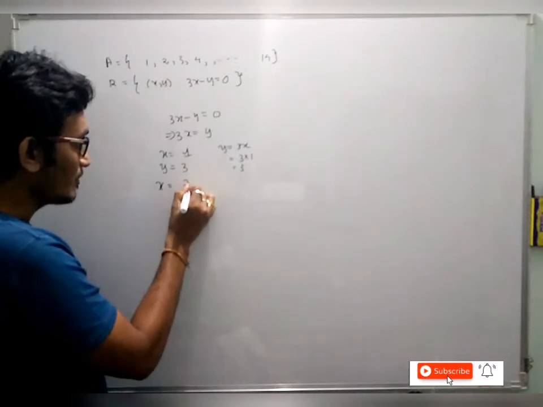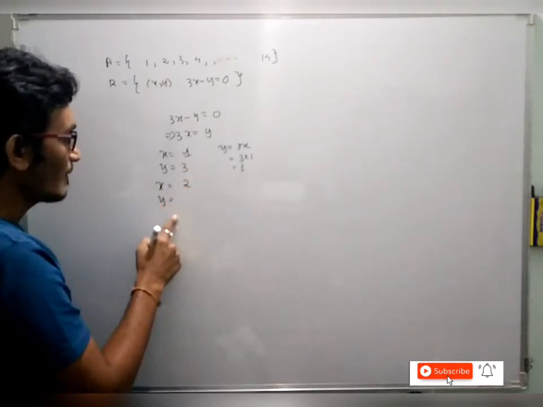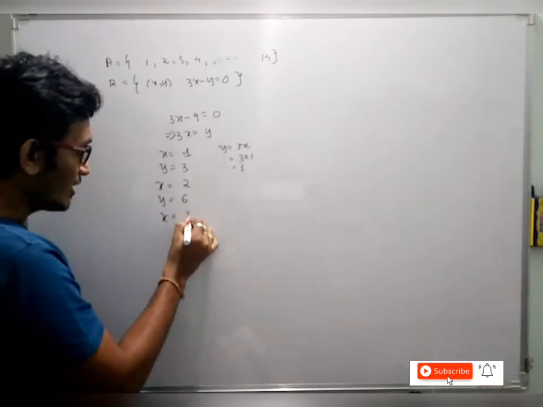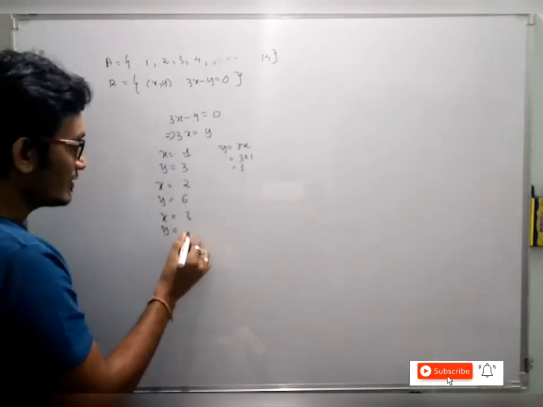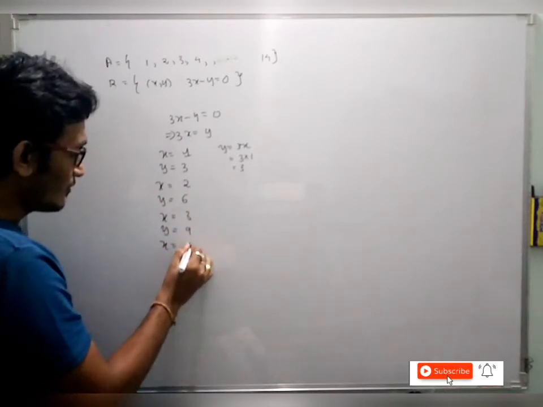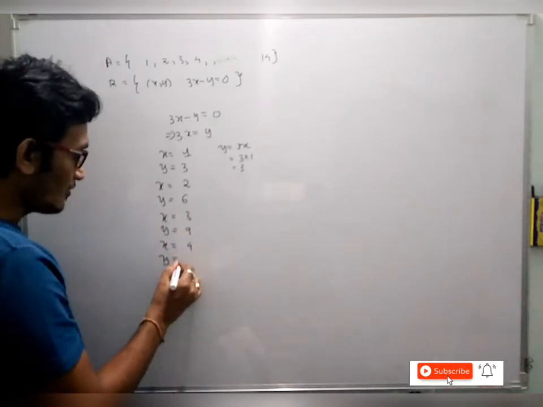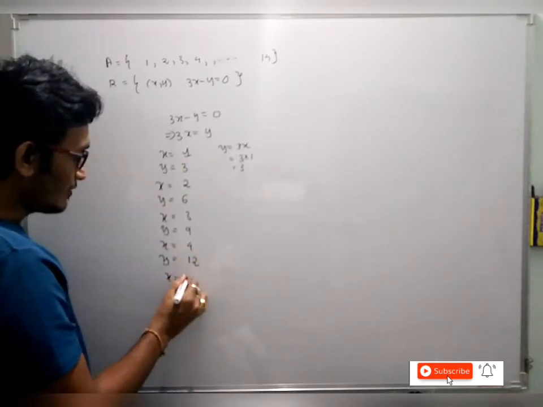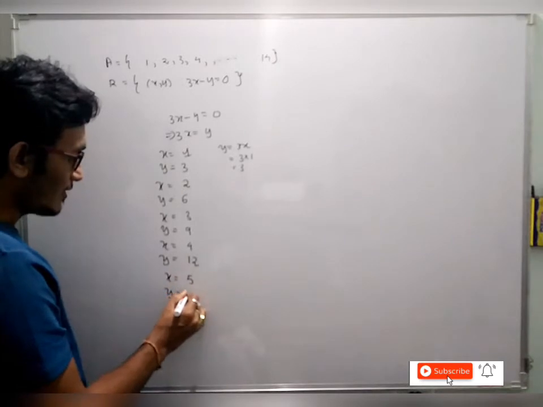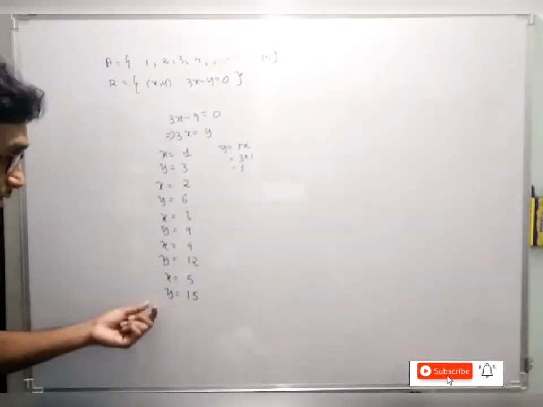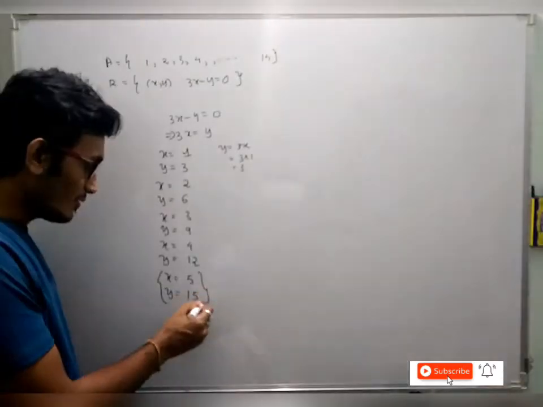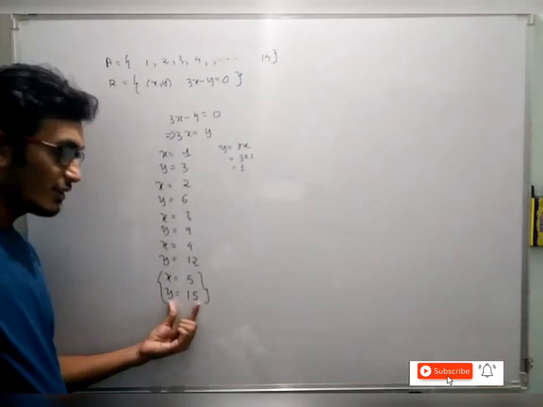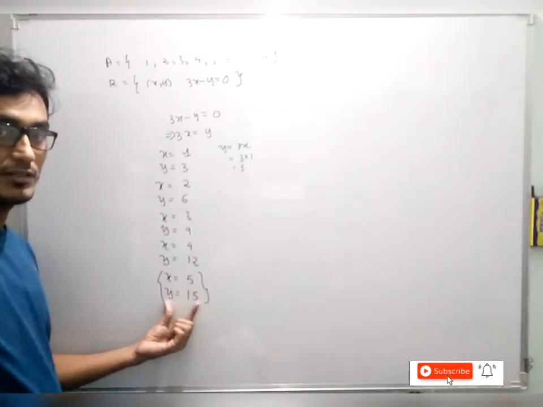For x equals 2, the value of y will be 3 into 2, which is 6. If x equals 3, y is 3 threes are 9. If x equals 4, then y will be 4 threes are 12. For x equals 5, the value of y is 15. But for x equals 5, y equals 15, we cannot consider this ordered pair.